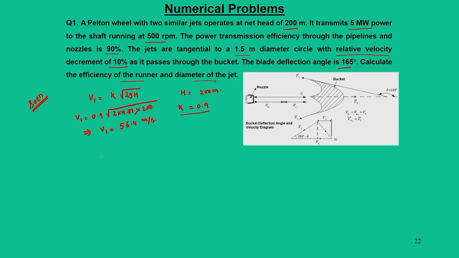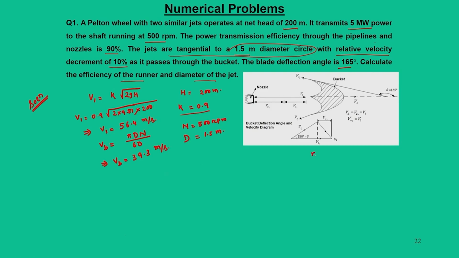So, once we know V1, we can also estimate bucket velocity Vb as pi d n by 60. Here n stands as 500 rpm, d is the diameter of the wheel. Here we say that jets are tangential to a 1.5 meter diameter circle, so d can be taken as 1.5 meter. Putting this number, we can find out bucket velocity as 39.3 meter per second.